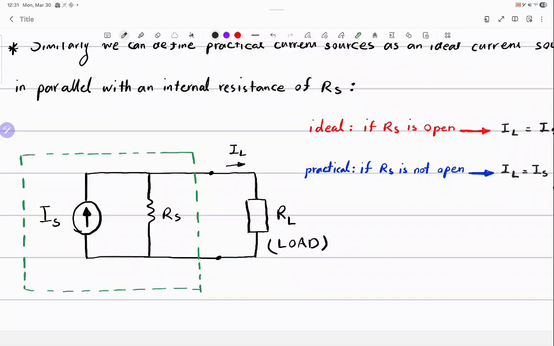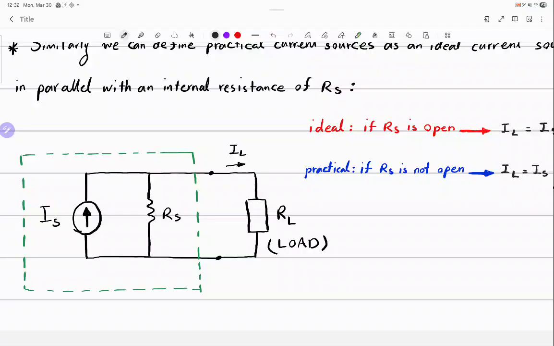Very high resistance. A very, very high internal resistance, RS. Why? Because you don't want RS to draw any current. And RS won't draw any current if it is too high. Or you can think of it this way: you want to make it open. In the limit, what does open mean?